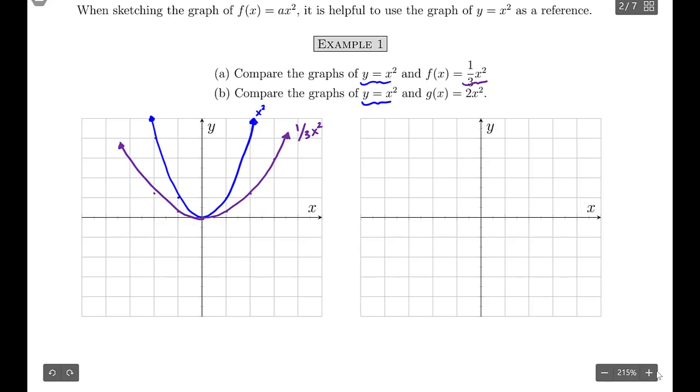So again, part B, we're looking at the graph of x squared. I bragged on myself, and here's where the graphs are going to fall apart.